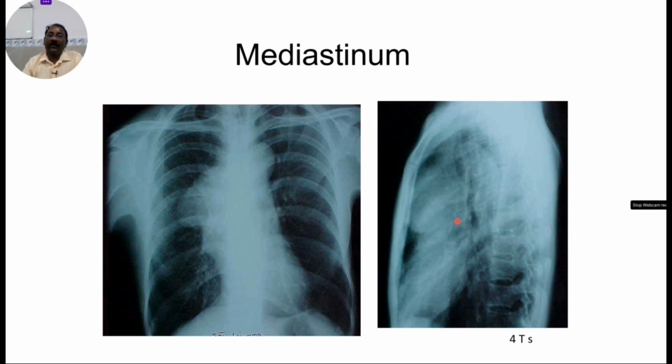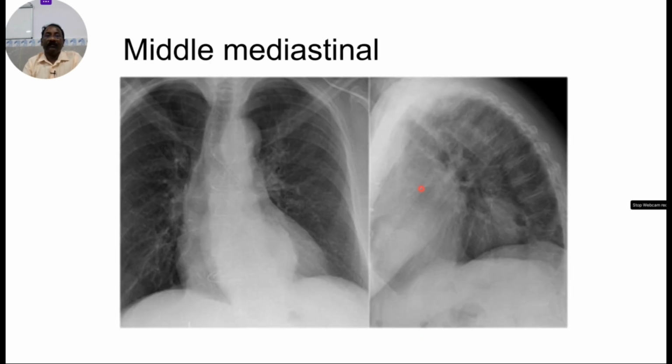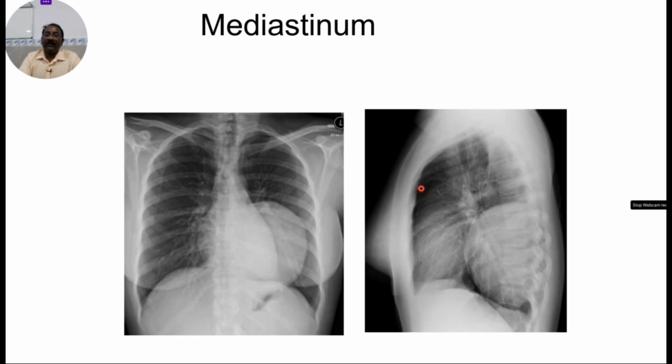See the mediastinum here. See where the abnormality is. So this is the abnormality. Do you find this abnormality? Then get the lateral view immediately. See the lateral view. Is it the anterior mediastinum or the posterior mediastinum here? Mostly the anterior and the middle mediastinum. So this is the middle mediastinum. See the picture here: shadow in shadow.